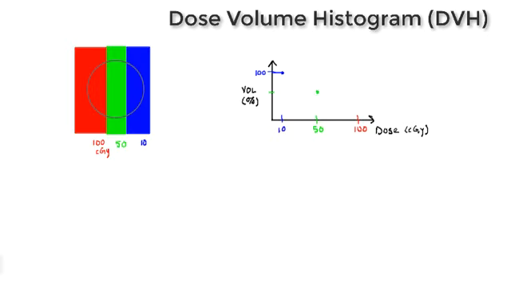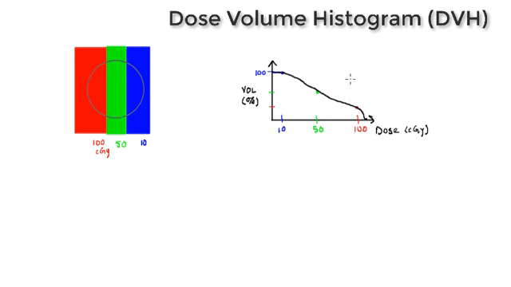Okay, then let's look at the 100 line. How much of the volume is covered by that or more? It's this little bit over here. So let's say that's about 1/3, something like this. So that's another point on this DVH graph. And then I can connect all these points, and if I did calculations for points in between, that's what I'd get.